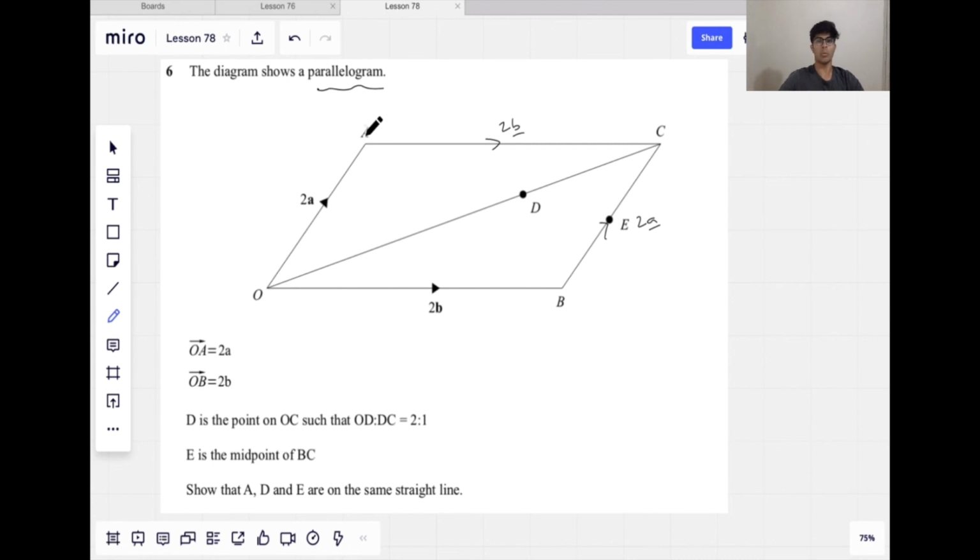Well, remember how we use the fact that vectors on the same straight line will be multiples of each other. So we find AD and then AE, and we show, for example, that AE is a multiple of AD, and they both pass through the same point A. Then they must be parallel, and they pass through the same point, and the only way that can happen is if they're the same straight line.